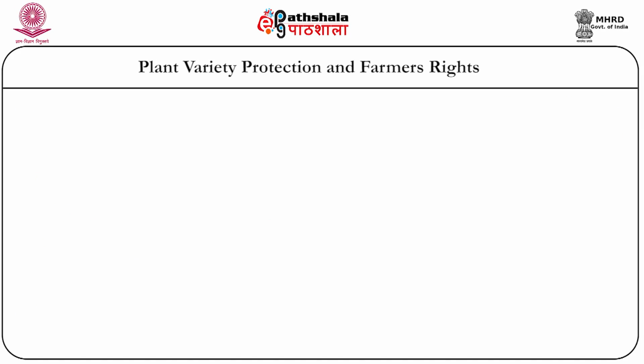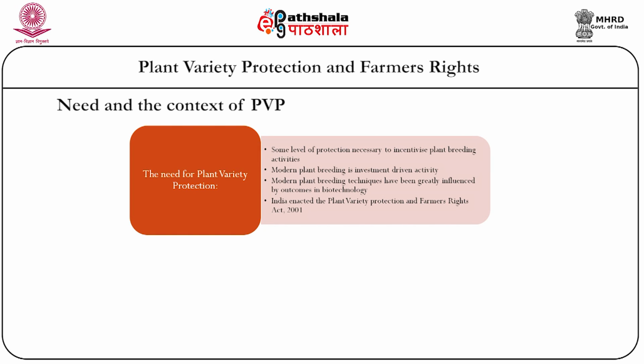One of the first things that we need to discuss in the context of plant variety protection is the need and the context for plant variety protection. The need arises because there is some level of protection that is absolutely necessary to provide incentives for plant breeding activities. Modern plant breeding is an investment driven activity. Modern plant breeding techniques are greatly influenced by the outcomes of biotechnology, and hence India enacted the Plant Variety Protection and Farmers' Rights Act 2001.